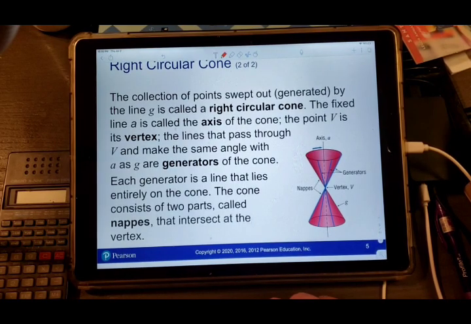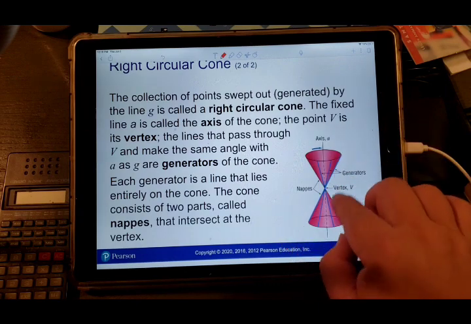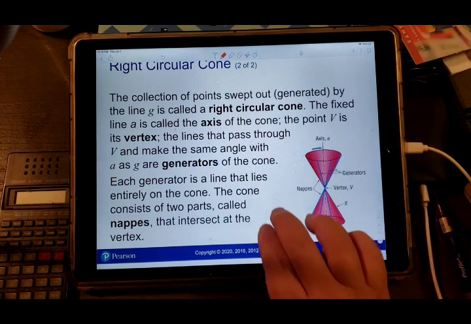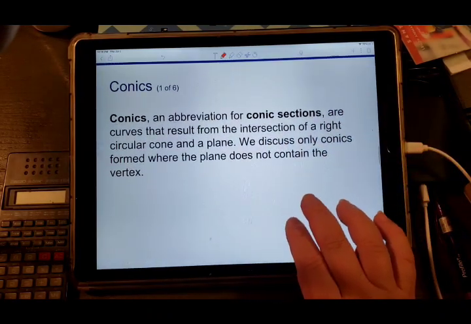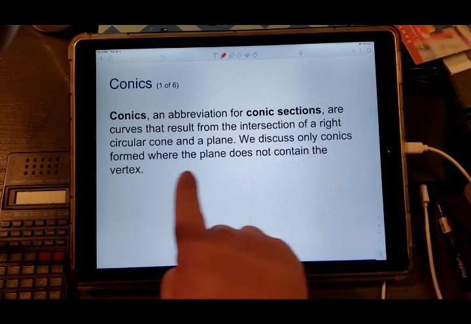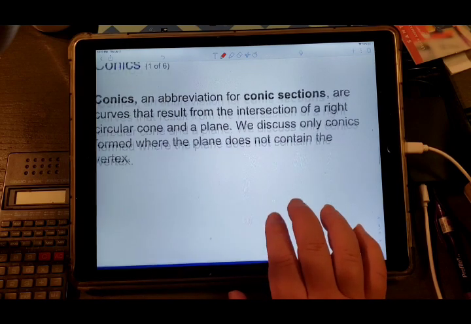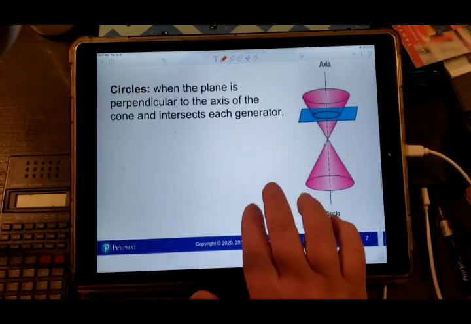So they just talk about a right circular cone with 2 nappes, or a cup. Cup works just as well, sort of. Conics is an abbreviation for conic sections. So they're like sections of a cone. Well, literally, they are sections of a cone. So we talk about conic sections in this discussion. All right.